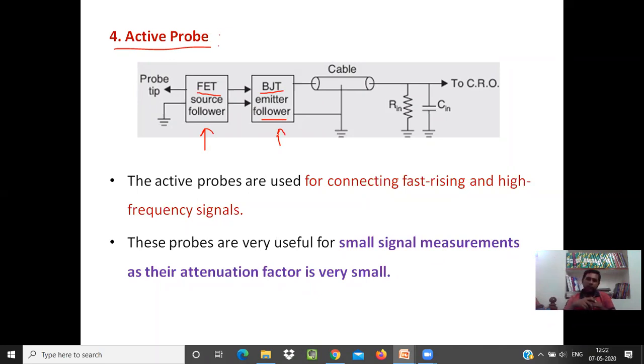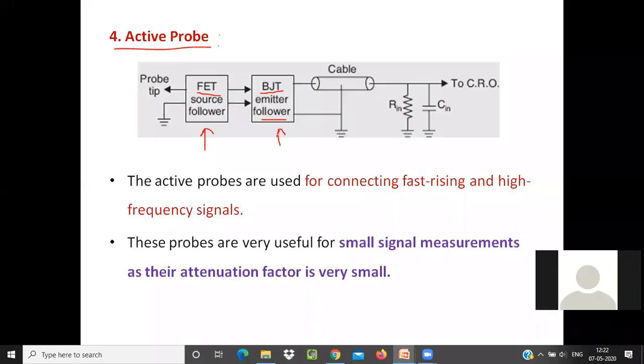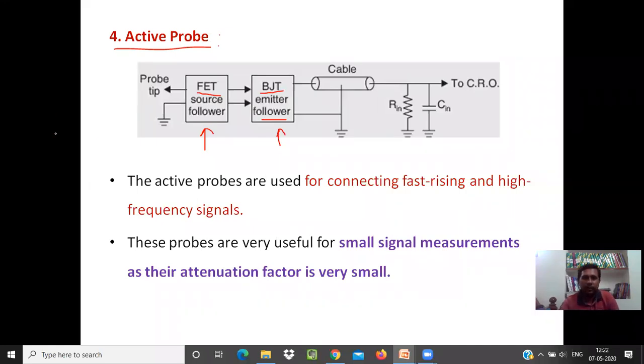FET source follower. Is an FET an active or passive element? Can anyone answer me? Active, sir. Yes, so that's why it is called an active probe. Is a BJT active or passive? Active element. So because of the components used in the construction of this probe, it is classified as an active probe, right?